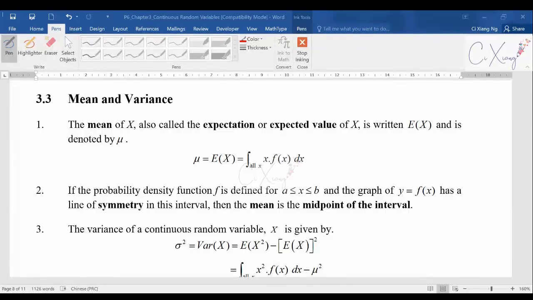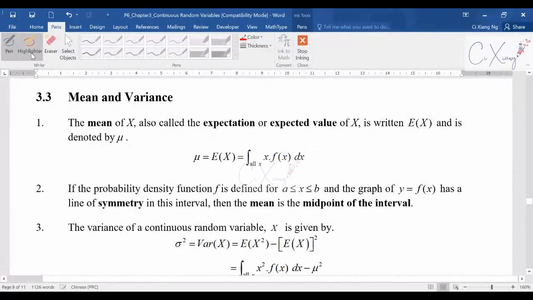Okay, so today we are going to focus on how to find the mean and also the variance for a continuous random variable. Just like what you learned before in discrete random variable, when we want to find the mean, we also call it the expectation or expected value of X. And when you write it out, we usually write it as E(X).